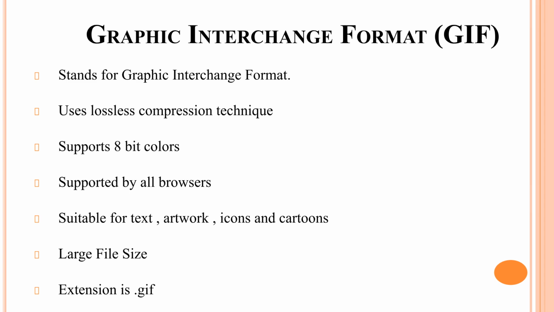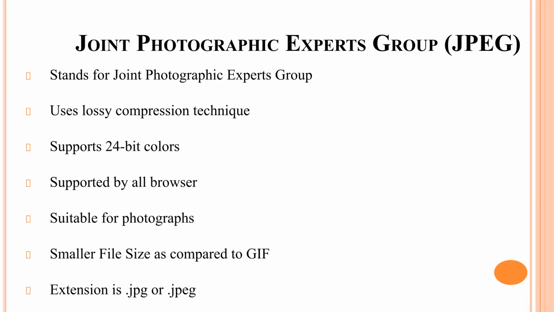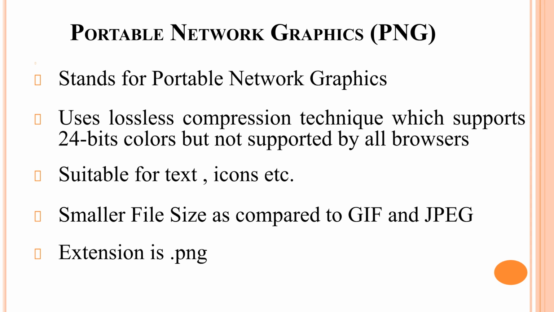GIF, or Graphic Interchange Format, uses lossless compression and supports 8-bit colors. It is suitable for text, artwork, icons, and cartoons, and is supported by all browsers, although it results in large file sizes. JPEG, or Joint Photographic Experts Group, uses lossy compression and supports 24-bit colors. It is supported by all browsers and is ideal for photographs, offering smaller file sizes compared to GIF.